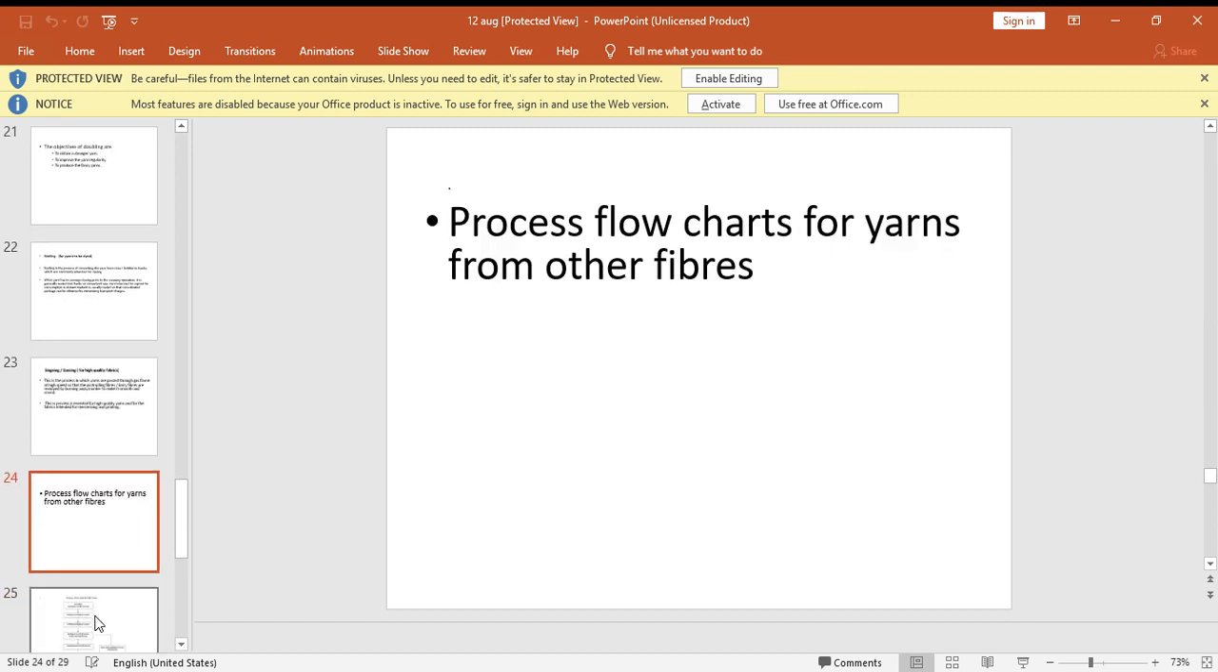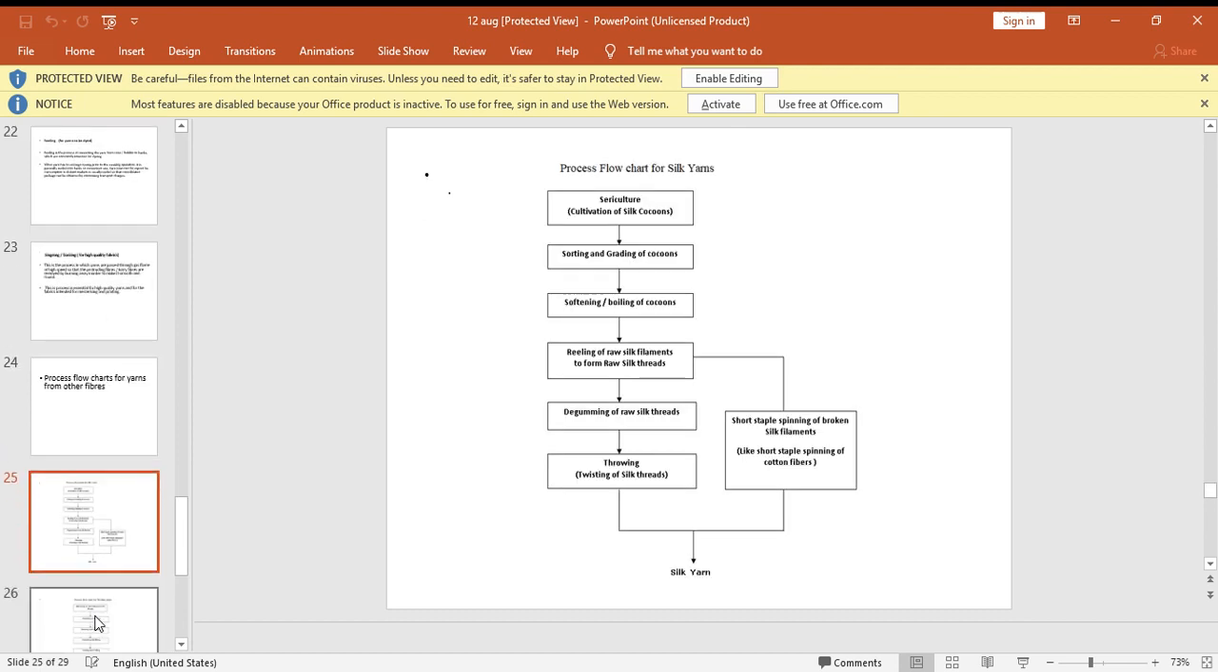And next one is process flow charts for yarns from other fibers. So the first chart is the process flow chart for silk yarns. First, sericulture. Sericulture is nothing but cultivation of silk cocoons. Then, after that, sorting and grading of cocoons. Sorting means keeping in a line depending upon the size. Grading is nothing but a size.